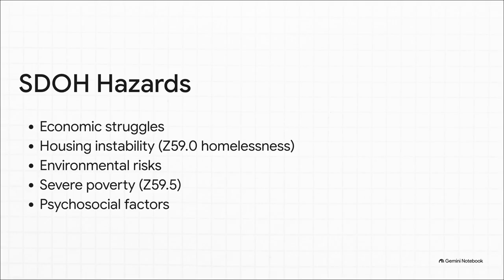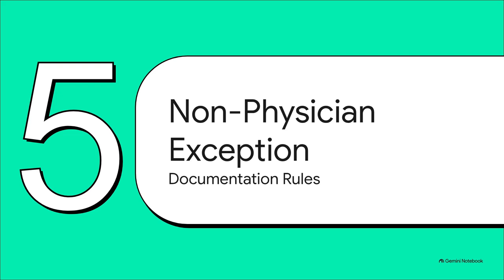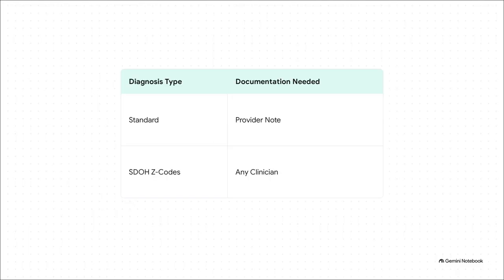And why does this matter so much? Because capturing these SDOH codes deeply impacts risk adjustment scores and health equity analytics. It paints a complete, holistic picture of the patient's environment, and it explains to payers and providers exactly why a patient might be struggling to manage their chronic conditions. Which perfectly sets up Section 5, the non-physician exception. This is a real game changer.